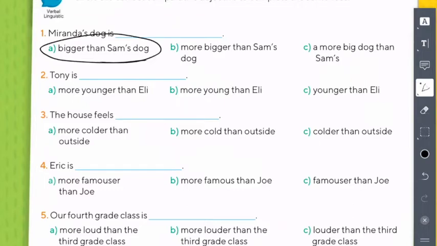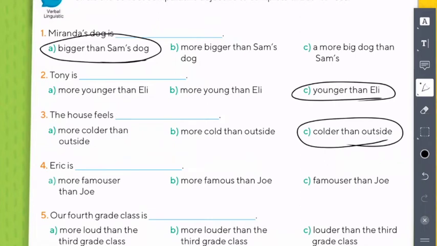Okay? Number 2. Tony is more younger than Ellie, more young than Ellie, or younger than Ellie. How many syllables in young? 1. So we circle younger than Ellie. Number 3. The house feels more colder than outside, more cold than outside, or colder than outside. How many syllables in cold? 1. So we add er plus than. Excellent. Colder.